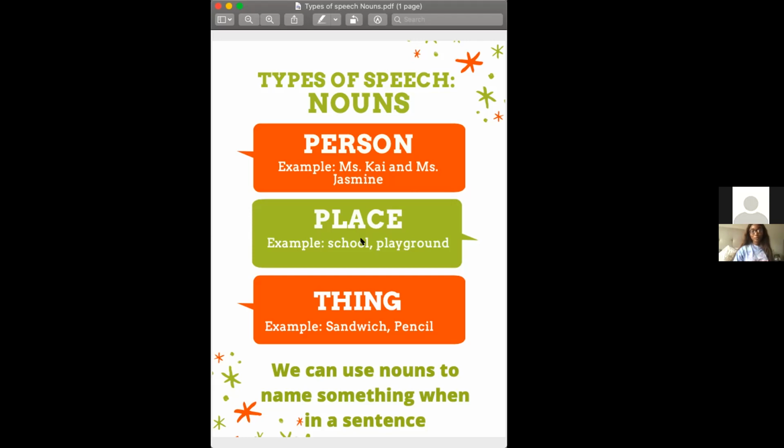We can say that a thing noun, an example of that would be a pencil, because that is a thing that we use. And we can also say that a thing noun, an example of that could be a sandwich, because that's a thing that we eat. These are all types of nouns, which means there are hundreds and millions of nouns all over the place, because we use nouns to name something in a sentence.